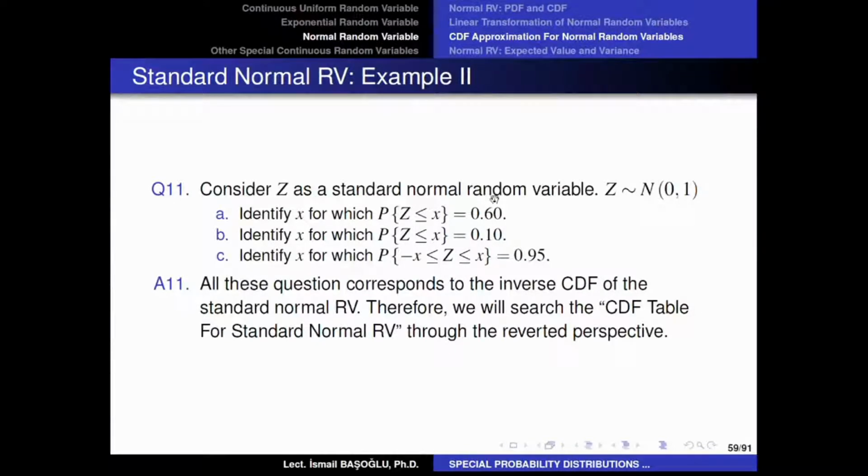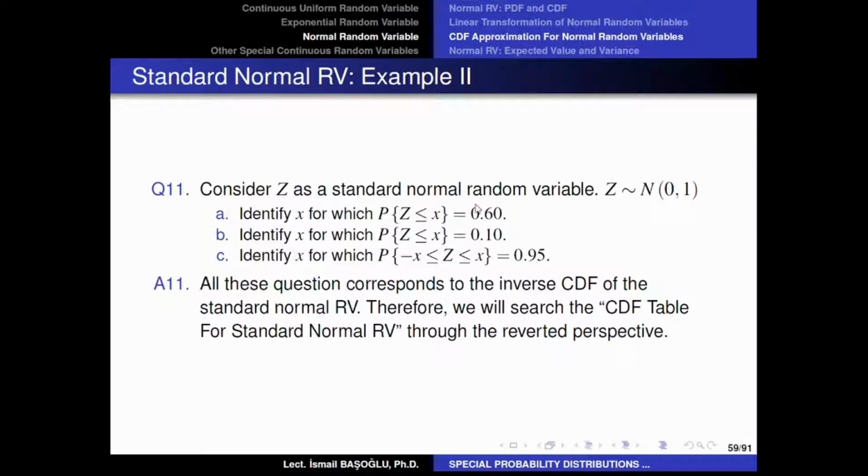Consider z as a standard normal random variable, and identify the x value for which the probability of z being less than or equal to x is 0.60. Now this time we are not being asked the probability of z being less than or equal to or greater than or equal to something. This time we are given the probability, and the question is asking for which value of x the cumulative probability is going to be equal to 0.60.